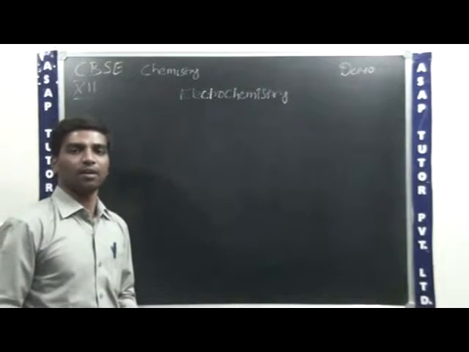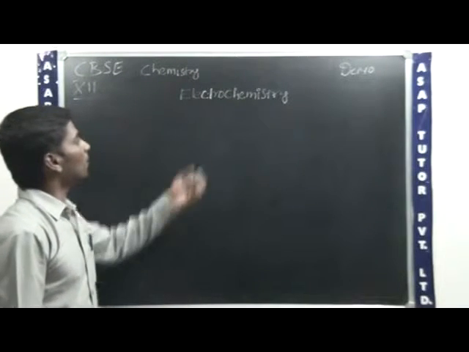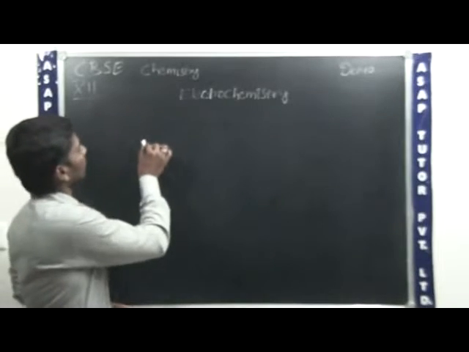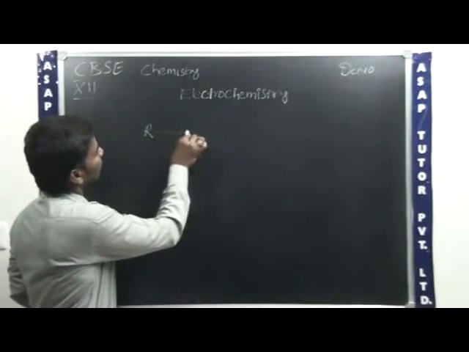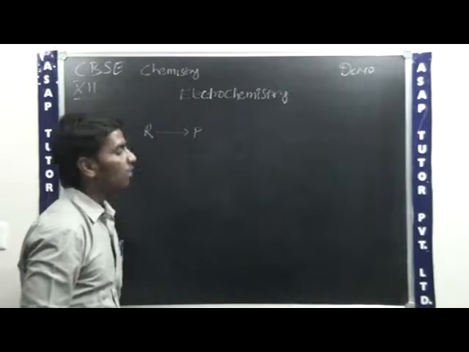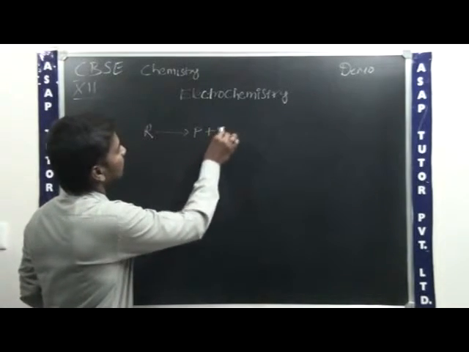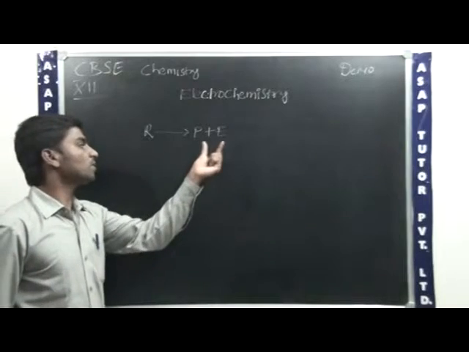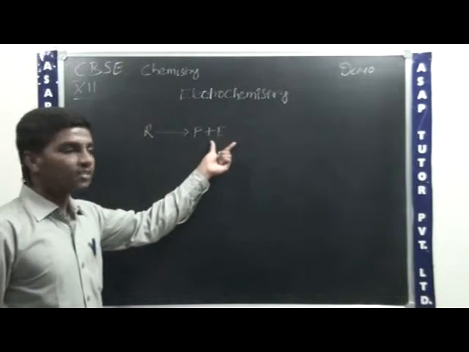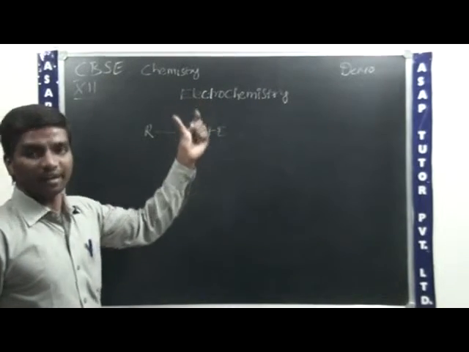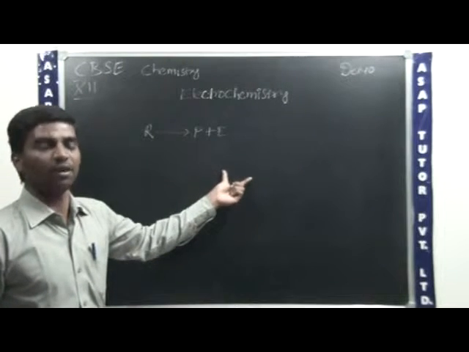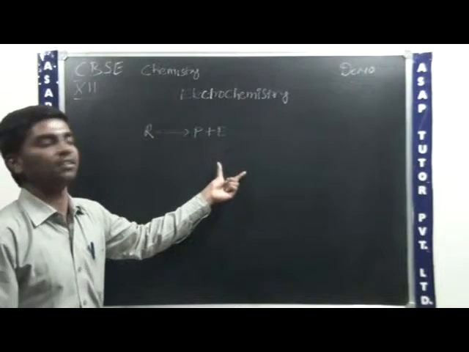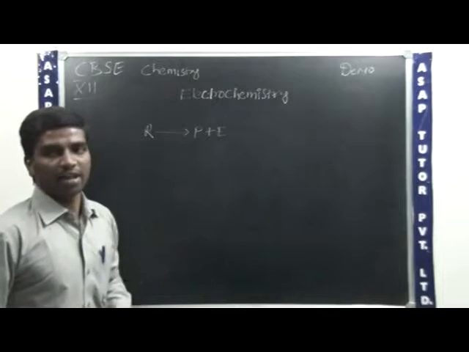Today we will discuss electrochemistry. So what is the meaning of electrochemistry? When a reaction goes to the formation of products, that releases some energy. When the reactants are converted to products, this energy is released as an electric current or electrons, or electrical energy. That is called electron reactions.